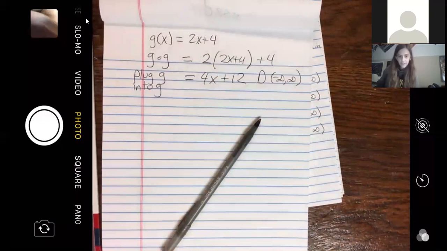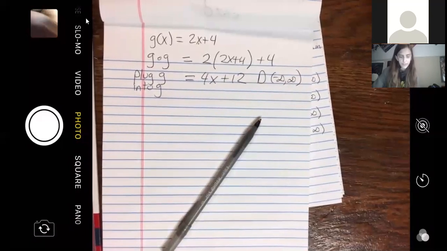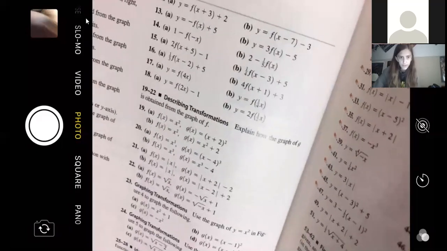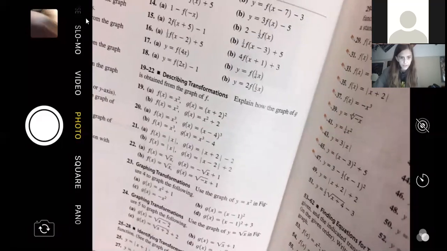All right, we're at 40 minutes. Do you want to see any more of these, or do you want to see anything out of 2.6? Let me look back at 2.6. 2.6 was page 242. We were shifting graphs, up, down, left, and right. Transformations.